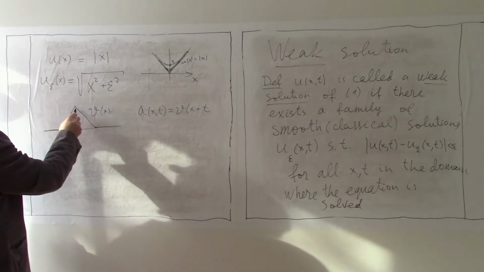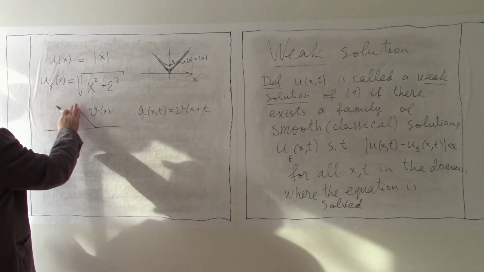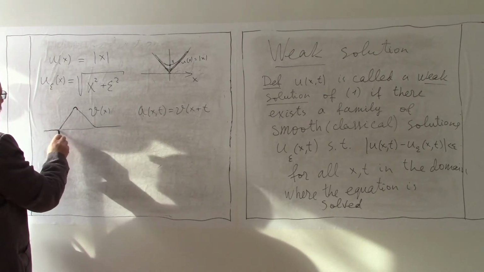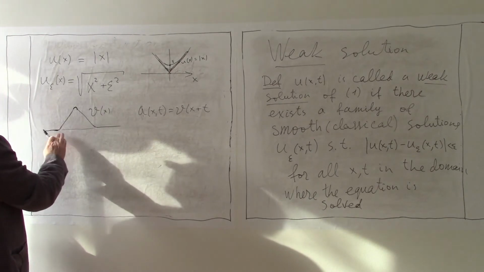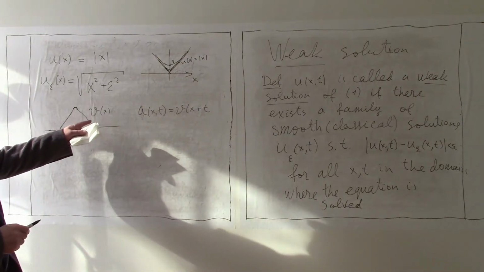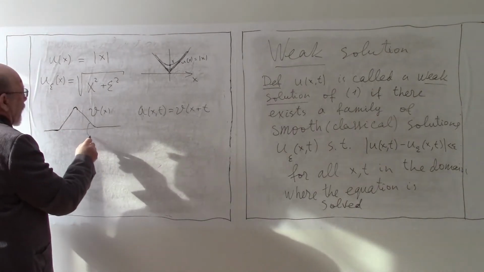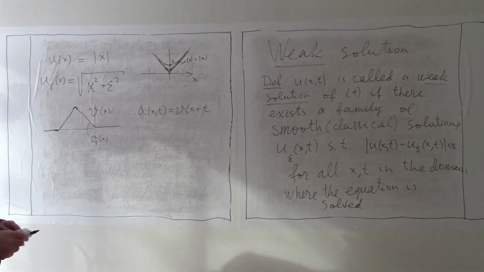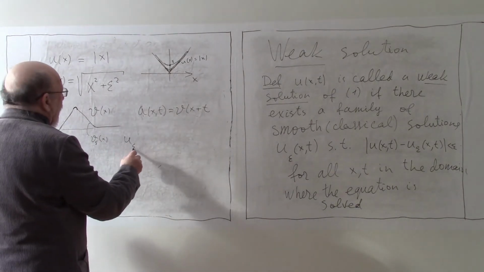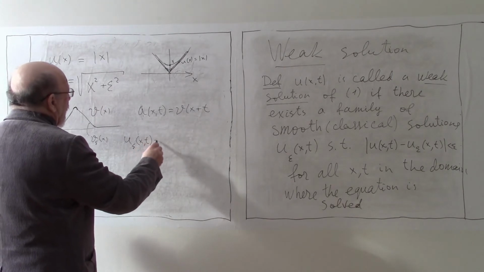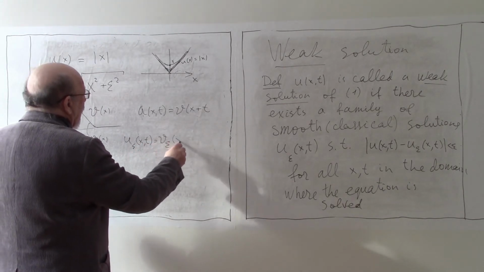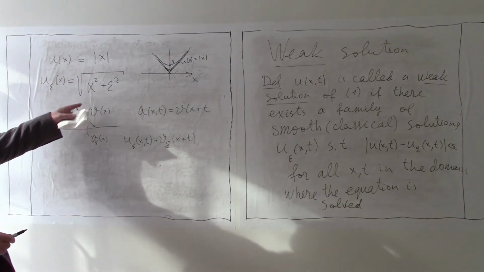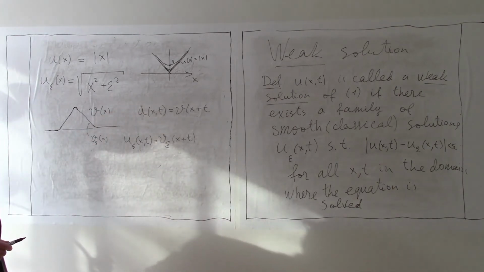So if you somehow smoothen this function this way, then we have a smooth function which is close to v. So this is v epsilon of x. And then we consider u epsilon of x, t equals v epsilon of x plus t. And this will be a solution which approximates this solution, u of x, t.